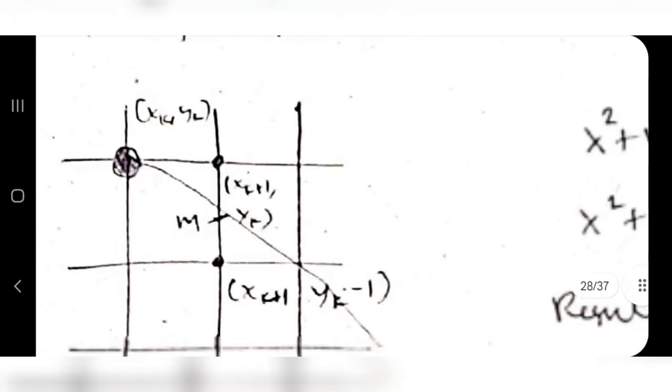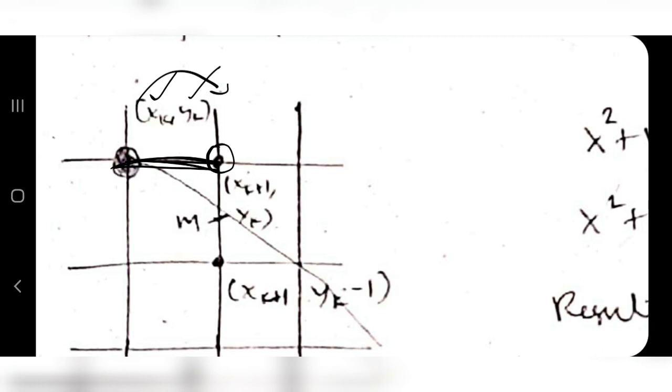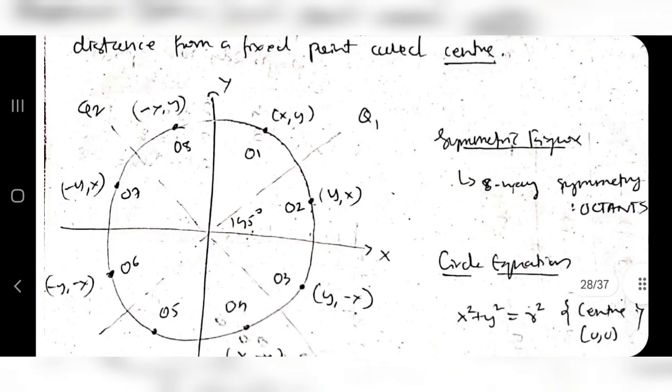Observe carefully. If this is xk and yk, this point will be xk plus 1 and yk itself, and because it's on the same axis, if it's this point, it will be yk minus 1. Xk plus 1 will be there in any case, but the question is whether it will be yk or yk minus 1. In the previous one, we were checking yk plus 1, but here it will be yk minus 1. Why? Because in the circle, as you can see from here, the y value is decrementing till it reaches 0. So the y value will be decrementing, the x value will be incrementing, and the question is just whether y will decrement or remain the same.